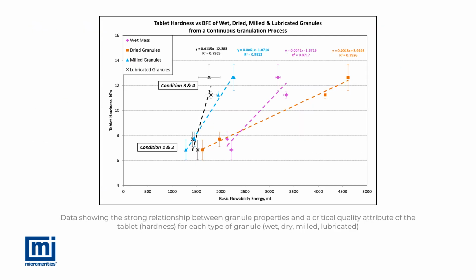Each coloured series on this graph corresponds to each of the different sampling points shown earlier, with the gradient of the line indicating the strength of the differentiation between recipes, with a shallower gradient showing greater sensitivity to changes in BFE. As we can see, there are strong correlations between BFE and tablet hardness at each sampling point.